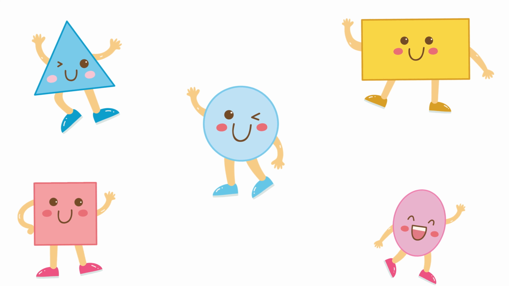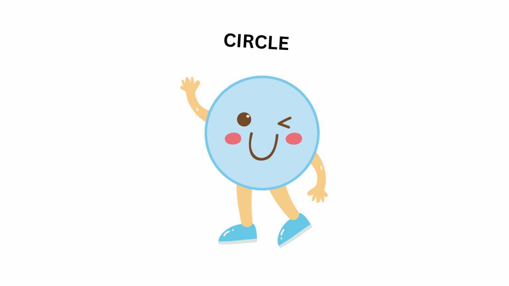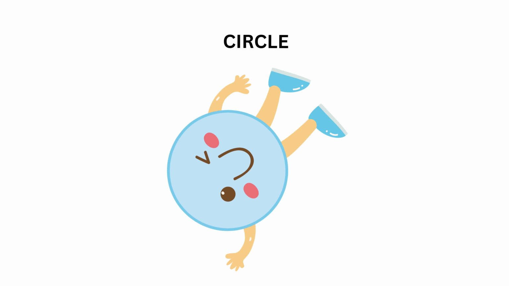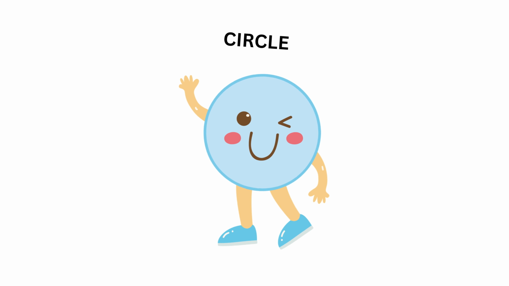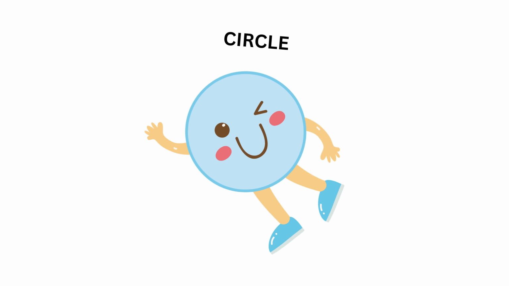Circle, oval, square. Triangle, rectangle, circle, oval, square. I'm a circle round and round, round and round. I'm a circle round and round, and round and round I am.